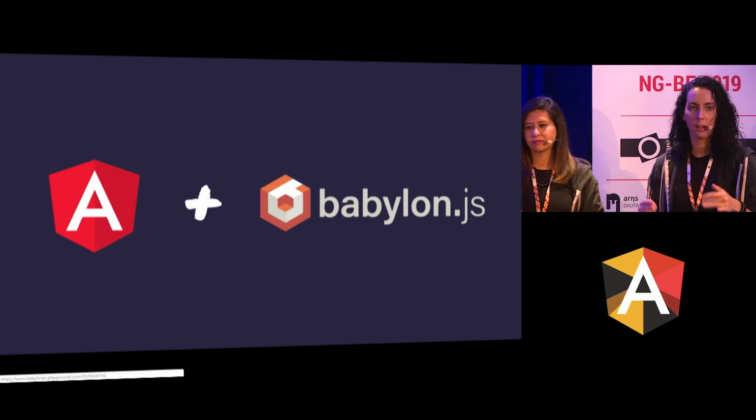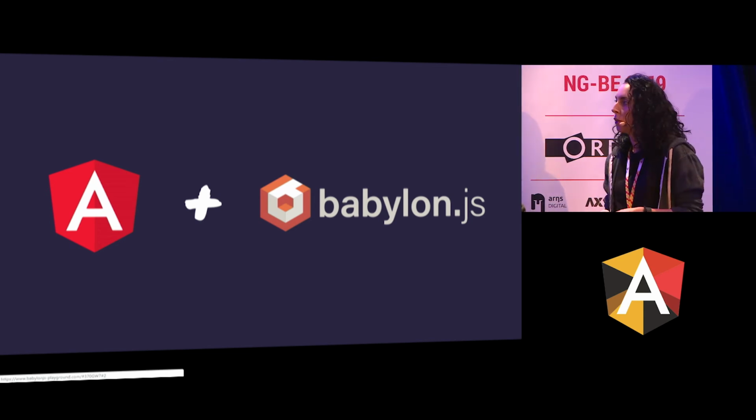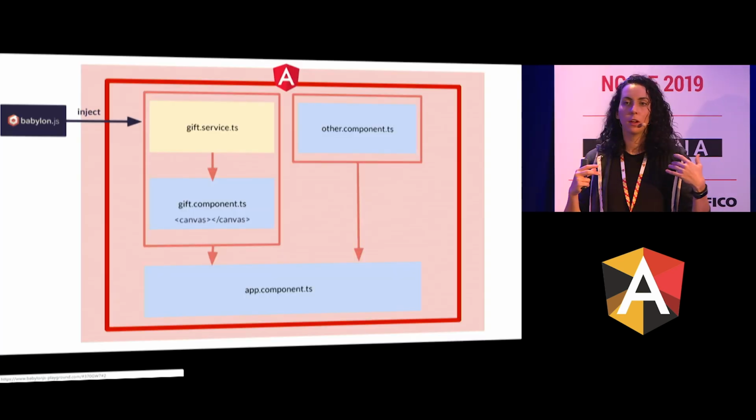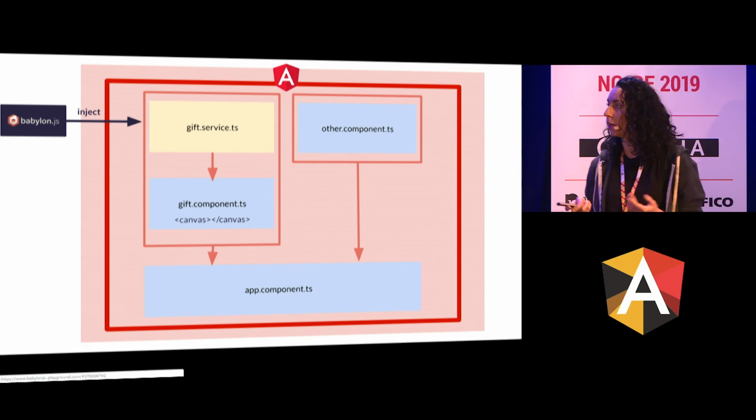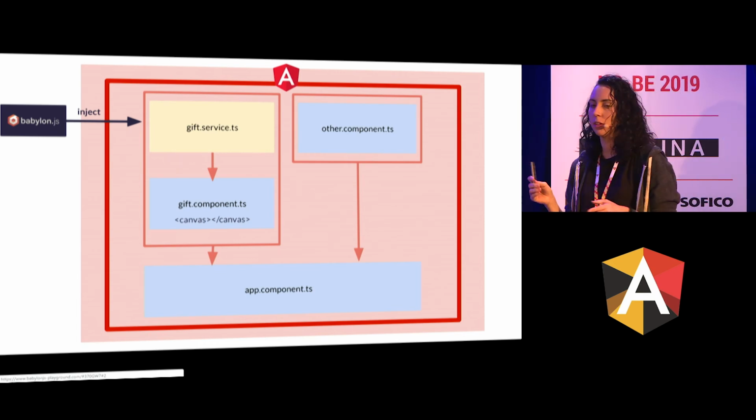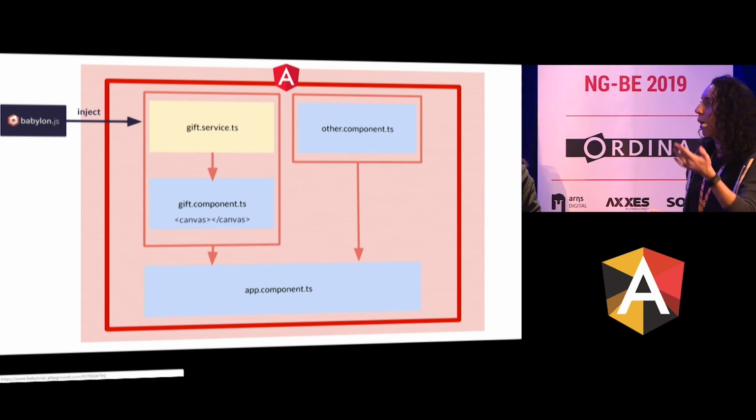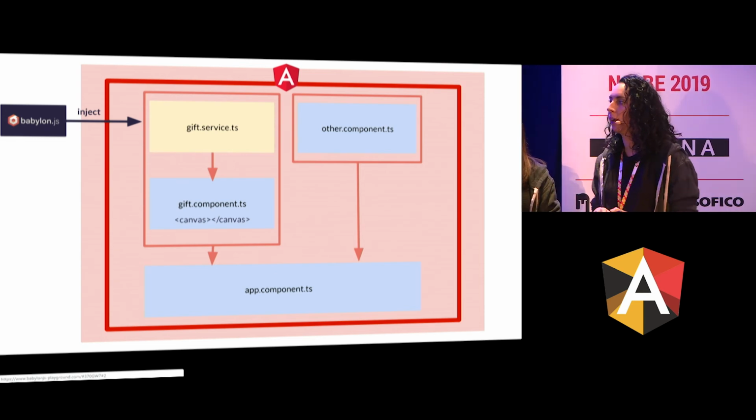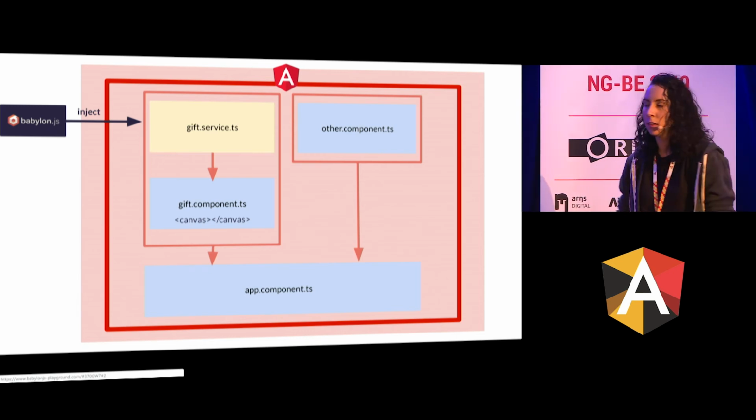Now we're at an Angular conference, so let's talk about Angular. How do we introduce Babylon.js into Angular? First, we have our Angular project. We do an npm install of Babylon and save it to our project. We have to remember to continue using our component-based architecture, so we injected Babylon.js into our service to get a nice separation of concerns. Then we passed the logic down from the service into our GIF component, where we had our canvas tag, and then we could do whatever we wanted with the application outside of there.